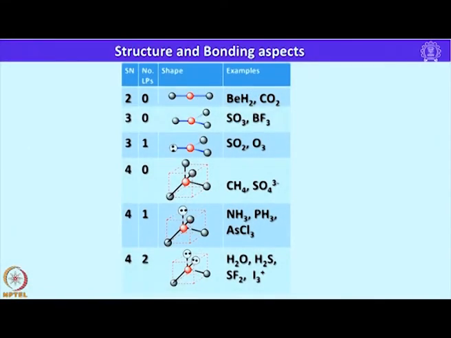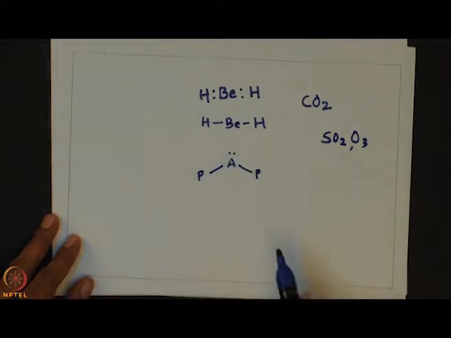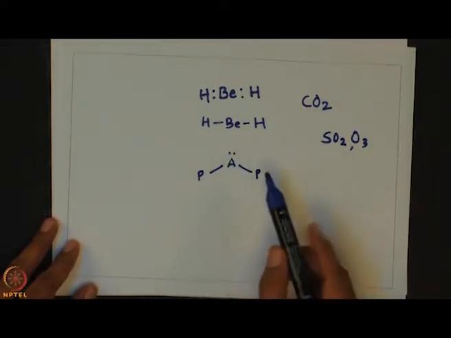In case of steric number 3, we come across 2 types of molecules. Having no lone pairs, that is BF3 or SO3. We can also have 2 bonded pairs and a lone pair. In that case, examples are SO2 and O3. So, in this case, essentially we have the central atom and we have peripheral atoms. Peripheral atoms are denoted by P, the central atom A, and we have a lone pair here. So, this type of molecules will be there.